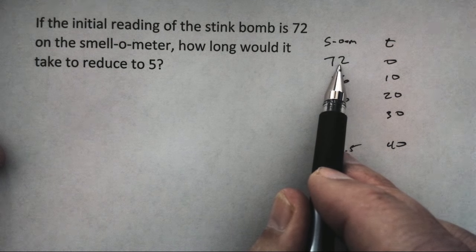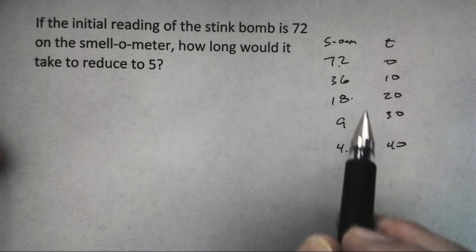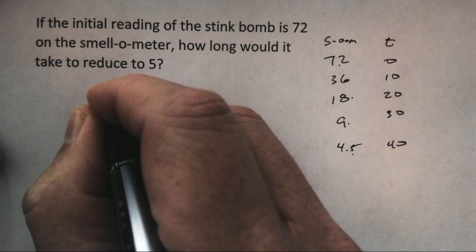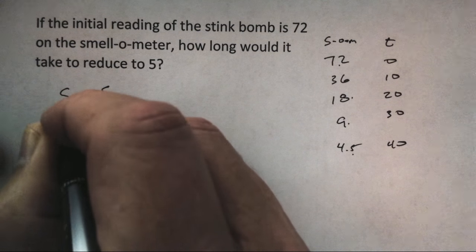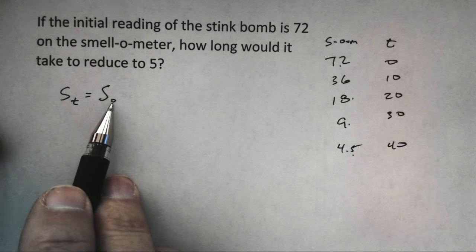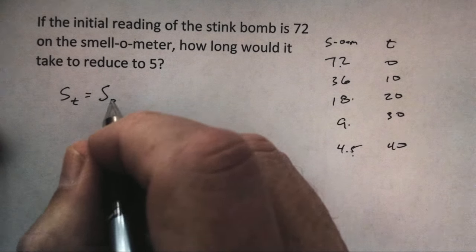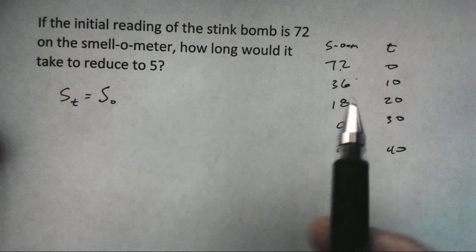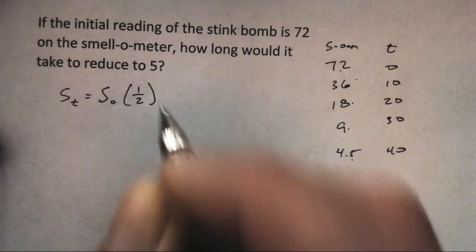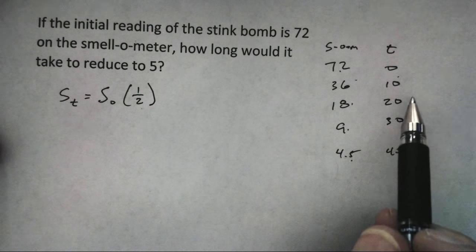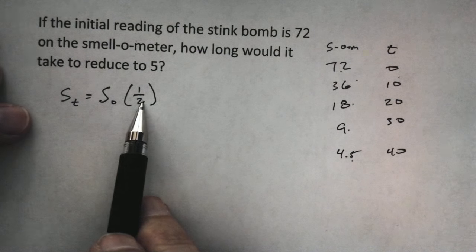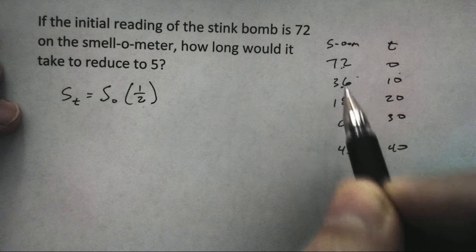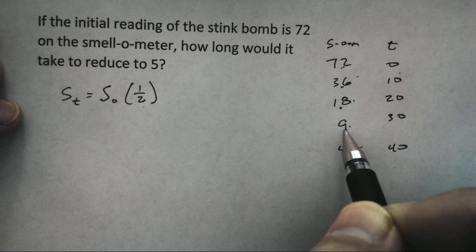We're taking that initial amount, multiplying it by a half, and then by a half, and then by a half, and then by a half. We're taking the initial amount, I'm going to say smell at time 0. Smell at time t equals the smell at time 0 times, I'm not multiplying by e here, I'm continually multiplying by 1/2. And continually multiplying by 1/2 implies times 1/2, times 1/2, times 1/2. Implies 1/2 to an exponent. This would be 72 times 1/2 to the first, 72 times 1/2 to the second, to the third, to the fourth.